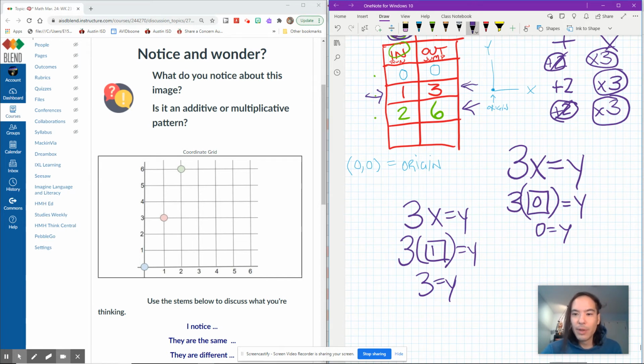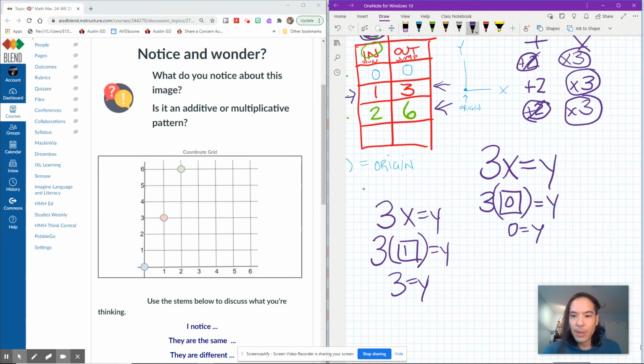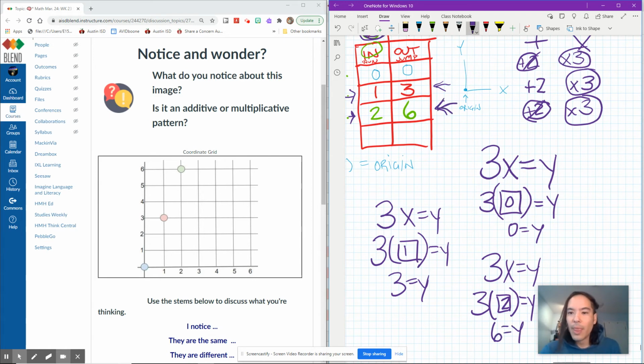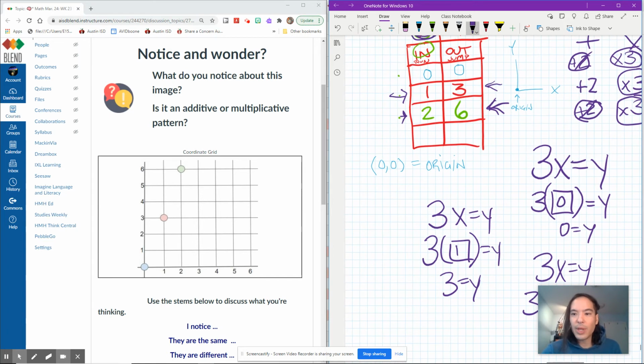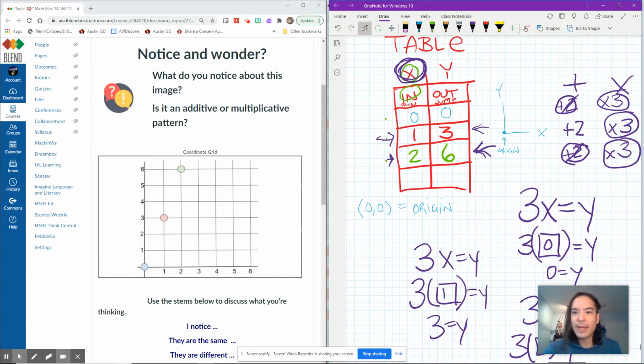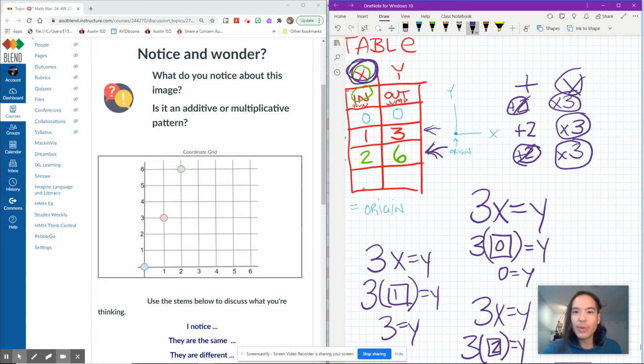That did check out. Final one, if I'm using 3x equals y, and then I replace the x with our box in parentheses for multiplication, and if I put 2 in that box, because I have a 2 over here for my input, then 6 equals y. That does check out. So the rule would be 3x equals y, and that is a multiplying rule, so we call that a multiplicative rule.